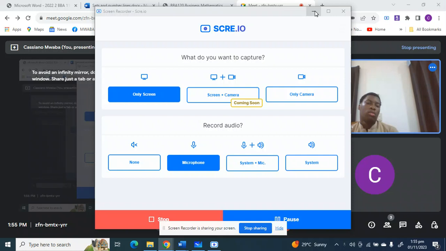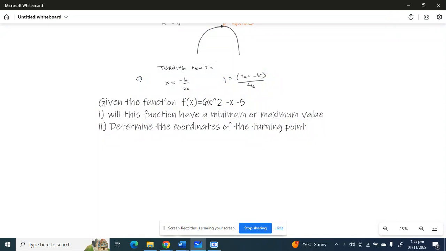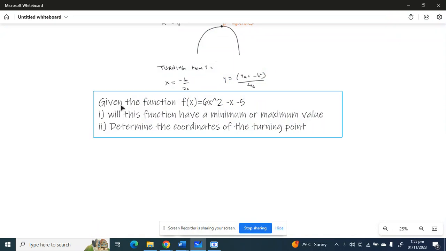All right, so we'll look at quadratic functions. They've told us, given the function f of x equals 6x squared minus x minus 5, the question is, will this function have a minimum or a maximum value? Number two, determine the coordinates of the turning point.